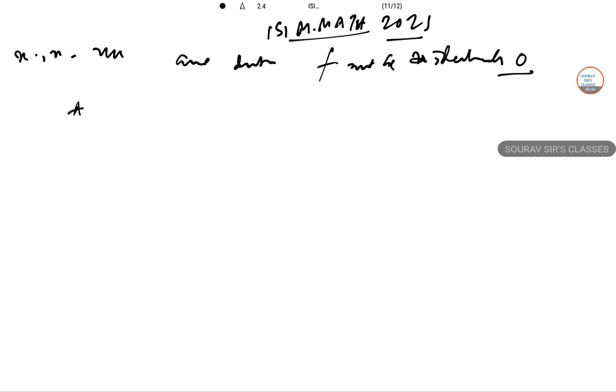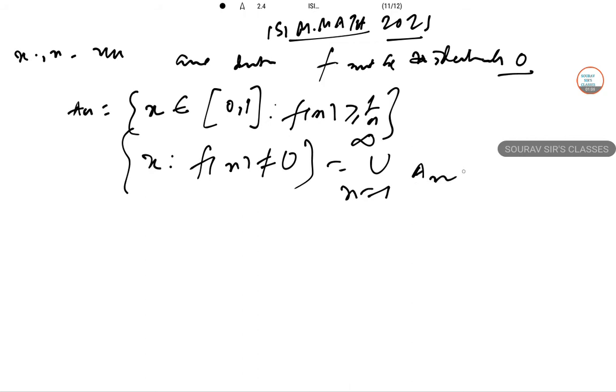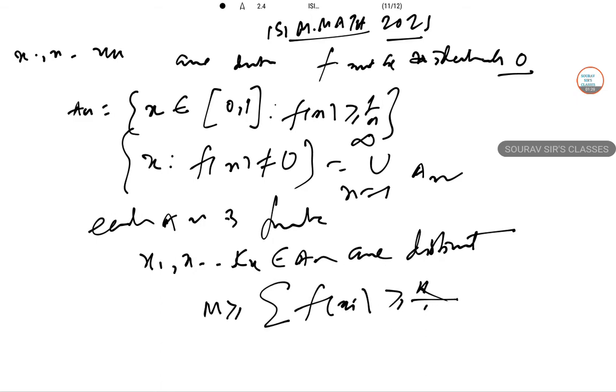Okay, so let's denote A_n as the set of x in 0 to 1 such that f(x) is greater than or equal to 1 by n. Then the set where f(x) is not equal to 0 is the union for n equal to 1 to infinity of A_n. So we will show that each A_n is finite. So indeed x1, x2, ..., xk belonging to A_n are distinct. Then m is greater than or equal to the summation of f(xi), which is greater than or equal to k by n, for i equal to 1 to k.